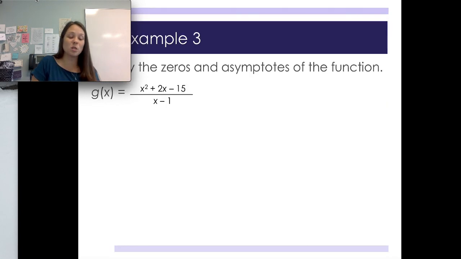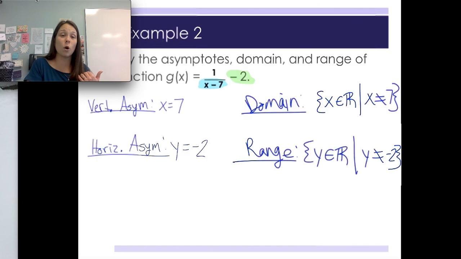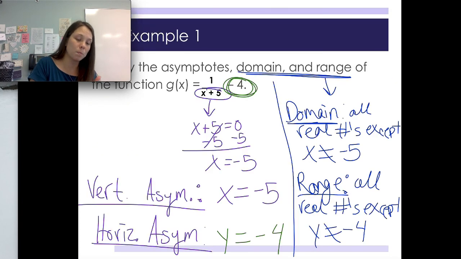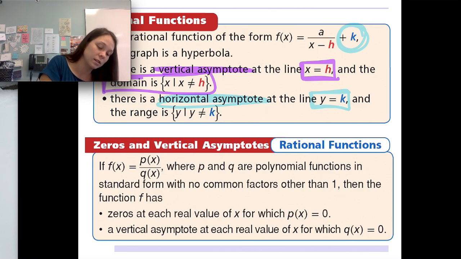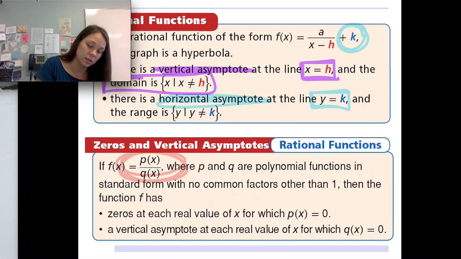All right, so what we've talked about so far is identifying vertical and horizontal asymptotes for rational functions that are in this form. What we're going to talk about next is the second box from the beginning of this lesson, where it's zeros and vertical asymptotes of rational functions that are now in this second form, where you have p of x divided by q of x.